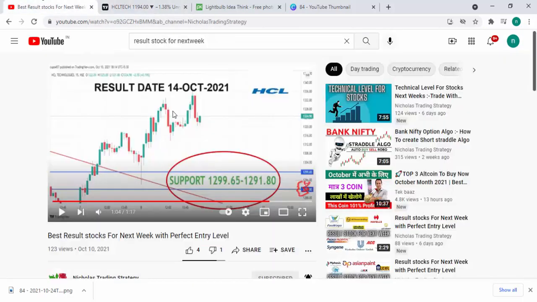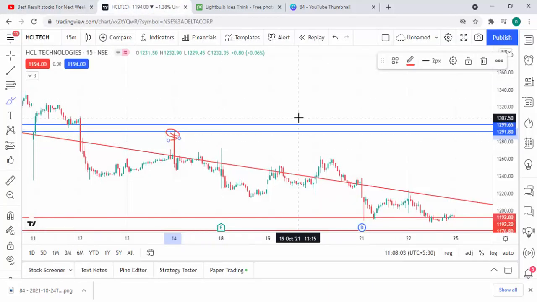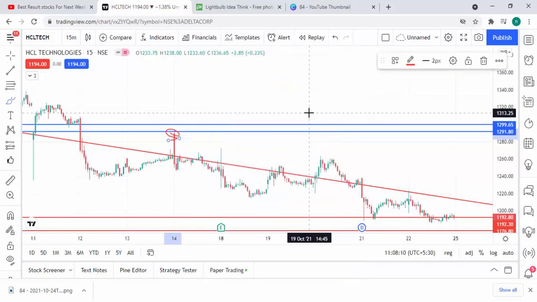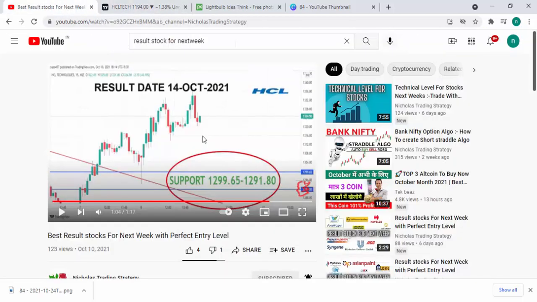So whenever I'm posting these levels, you just open the chart and mark the levels on the chart, and you can put an alert here. So whenever the market touches that level, you will get a pop-up. Then only you just check the chart. These levels you can use anytime, not only for the result day.